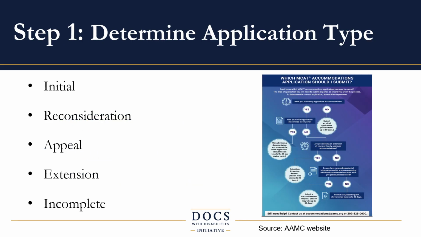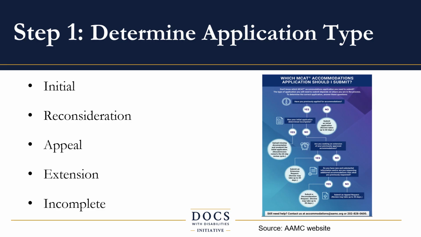There are 5 types of applications. If you are applying for accommodations on the MCAT for the first time, you will need to complete the initial application. Initial accommodation requests may take up to 60 days to review. A reconsideration request is needed when you were denied after the initial application.